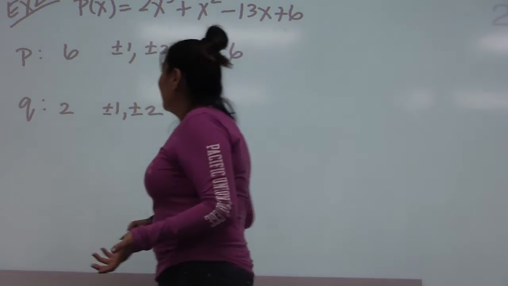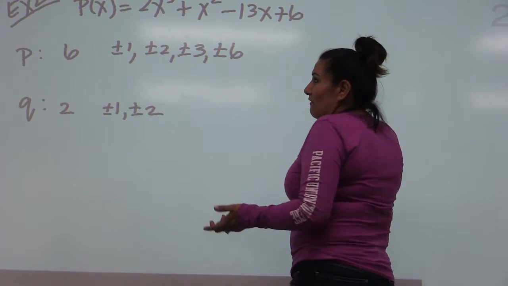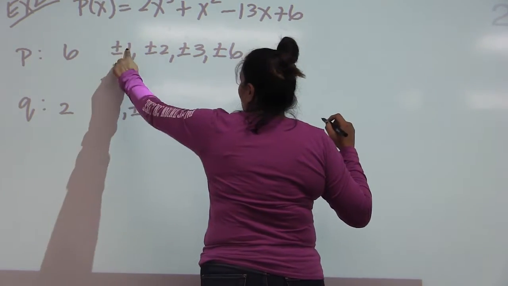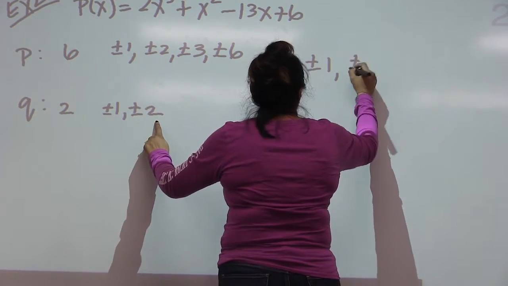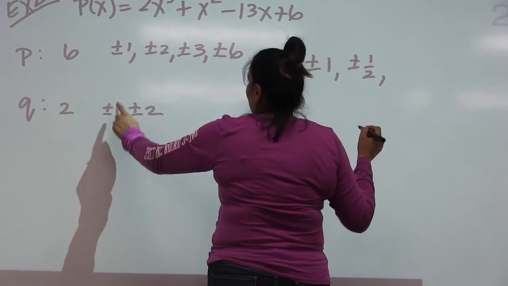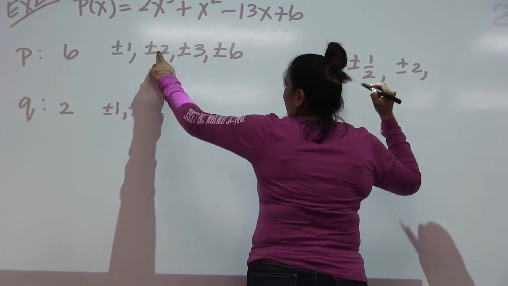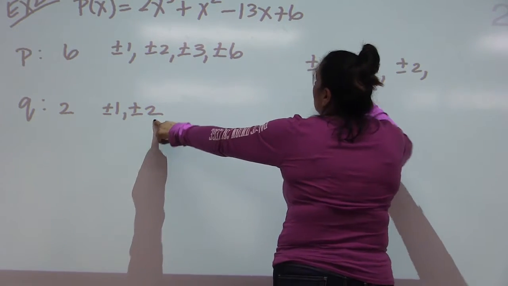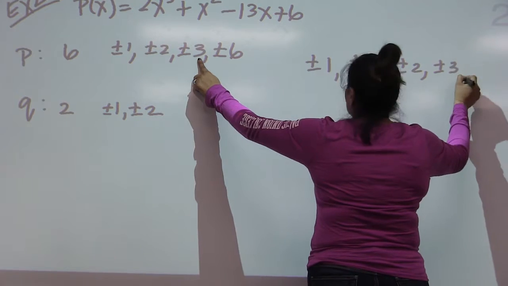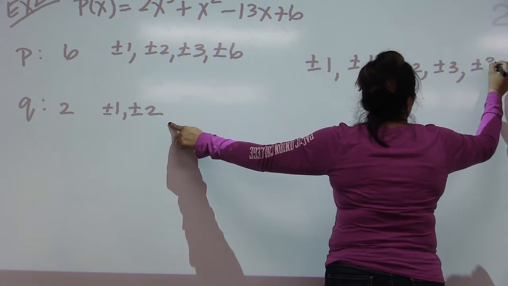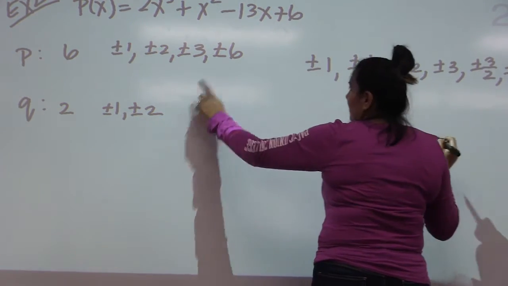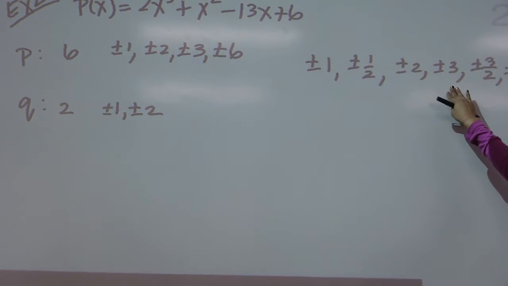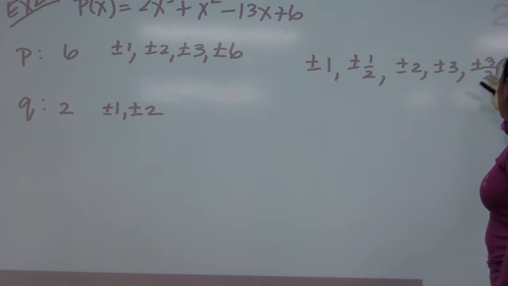So now my list is going to be a little bit longer. Because now you have to go and create the ratio. So 1 divided by 1. You're going to have 1 divided by 2. You're going to have 2 divided by 1. 2 divided by 2, which is 1. It's already there. 3 divided by 1. 3 divided by 2. And negatives. And then 6 divided by 1. And then 6 divided by 2, which is 3, but it's already in your list. So now we have 2, 4, 6, 8, 10, 12 possible rational zeros.